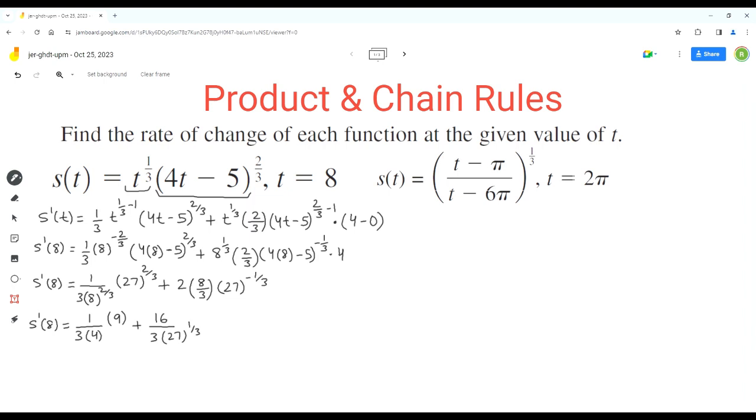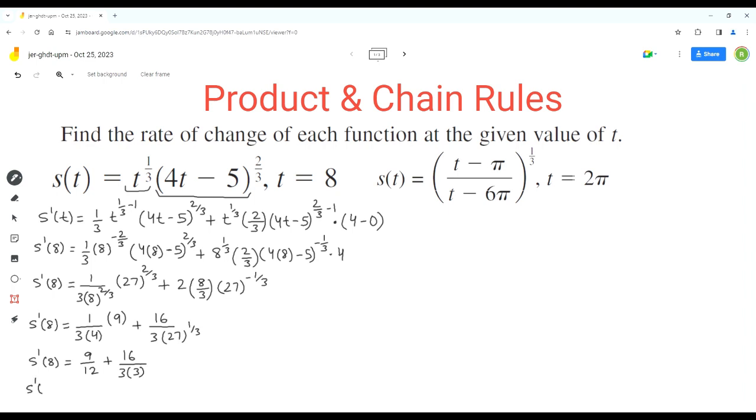Now we can simplify this further. So we get s prime of 8 equals 1 over 3 times 4. 3 times 4 is 12. And so 1 over 12 times 9 will be 9 over 12, plus 16 over 3, and then 27 exponent 1 over 3 is 3. So it's basically the cube root of 27. So now we can simplify it further.